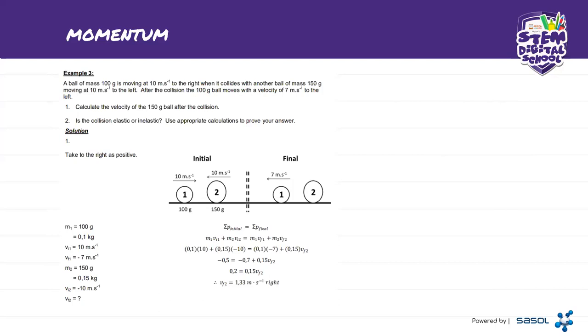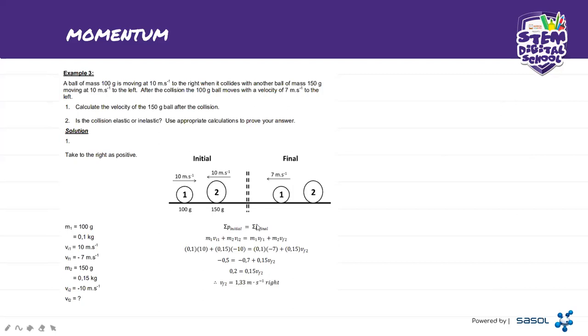So what do we know? What do we have? First of all, I asked you guys, make sure that you draw the diagram so that you know what you're talking about. As you can see here, the diagram is drawn. We've got our 100 grams and our 150 grams to show that they're both moving at the same speed towards each other. But after that, this one is moving at 7. We do not have the speed of the second one. So what are we going to do?